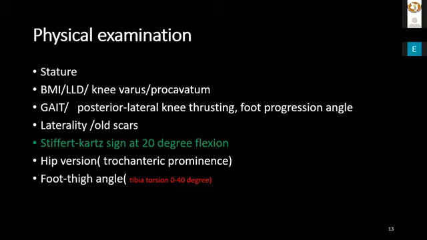Hip version, you evaluate clinically using the trochanteric prominence, although there are other radiological methods of assessing the femoral neck version. The foot-thigh angle is also important because you are trying to assess the tibial torsion, and that will influence whatever corrections in the axial plane you will make.